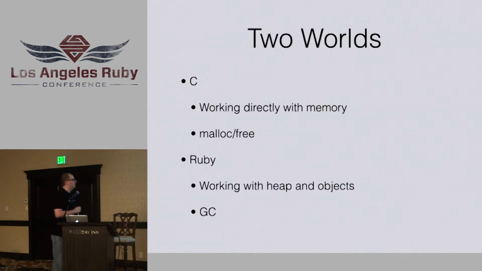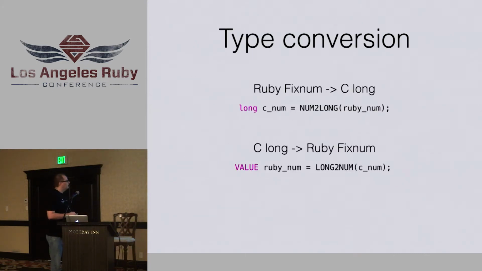Okay. So when you are working with CRuby, you have to remember that there are two worlds. One is C and one is Ruby. And when you're in a C function, you have to remember that you always work with direct access to memory. There are pointers, etc. And you have to malloc and free all your memory. So there's no garbage collection. When you're working in Ruby, you are working with the heap and objects, and all the memory is pretty much taken care of for you by the GC.